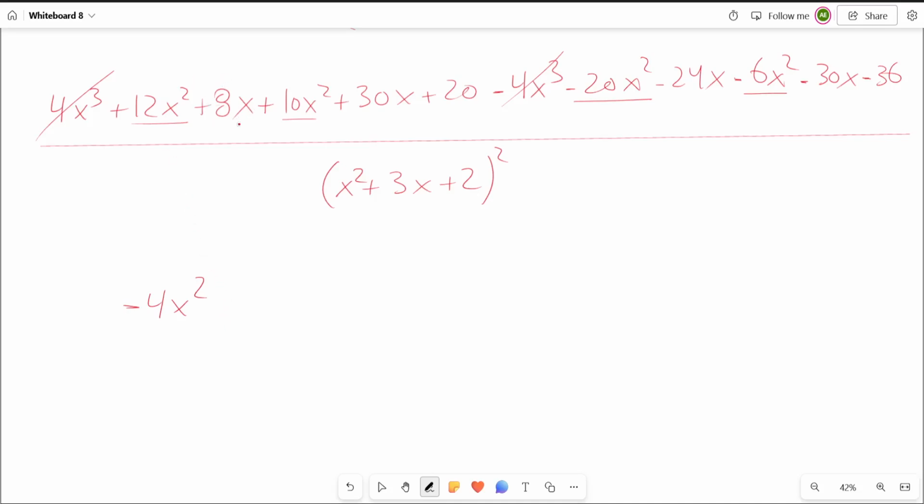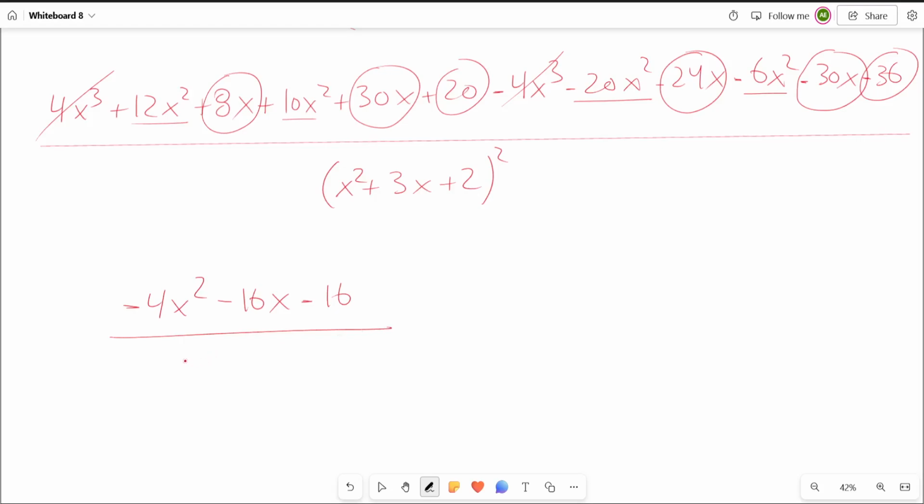Then let's take the x terms. So I'll have 8x plus 30x, that's 38x. 38x minus 24x is going to be 14x. And then 14x minus 30x is going to give me minus 16x. And let's do the terms without any x's. So I just have 20 and I have minus 36. So 20 minus 36 is minus 16. And over here I have x squared plus 3x plus 2 all squared. So this is my f dash of x.